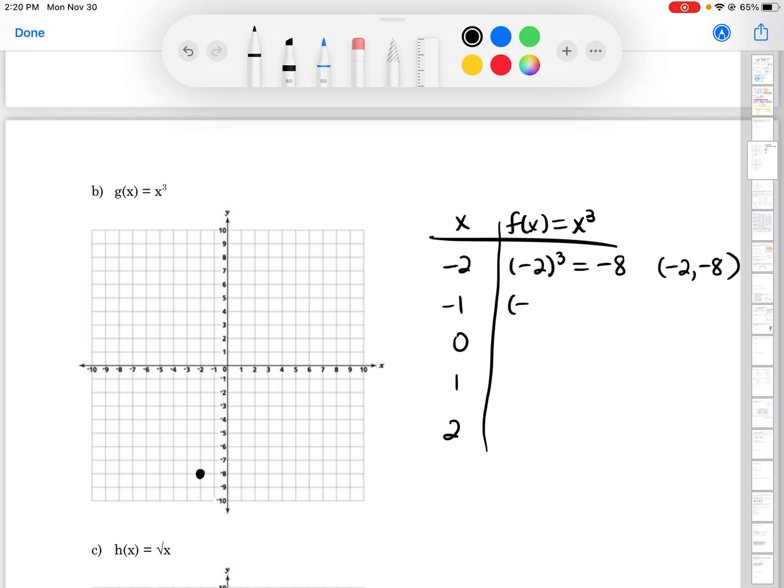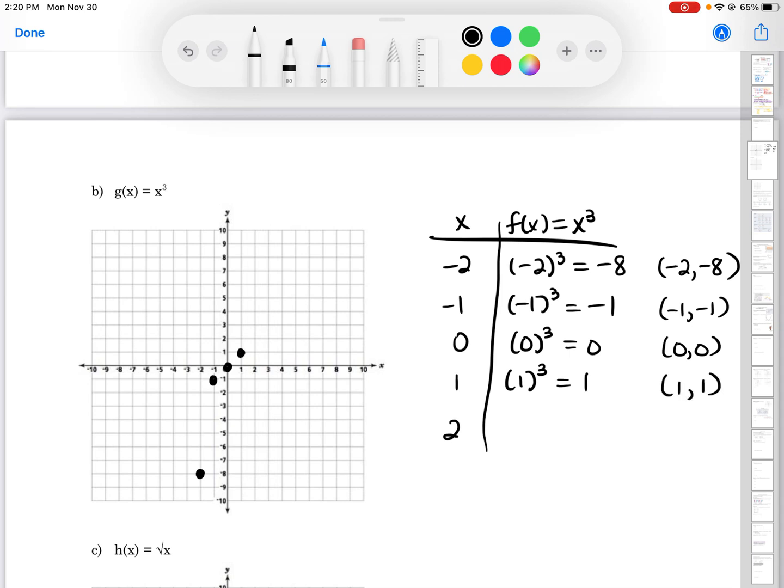We have -1 cubed, which will give us -1. So we'll have the point -1 comma -1. 0 cubed is still 0, so we get the point 0, 0. When we plug in 1, 1 to the third power is 1, so we get the point 1, 1. And when we plug in 2, we get 8, so we have the point 2 comma 8. And this starts to give this curve. It's almost like a parabola in one direction, and then it switches the curve.